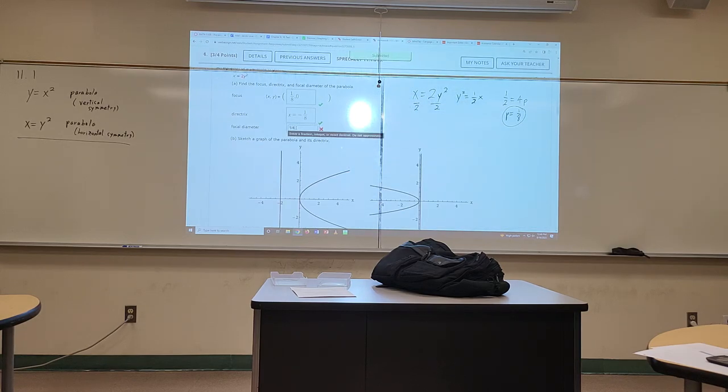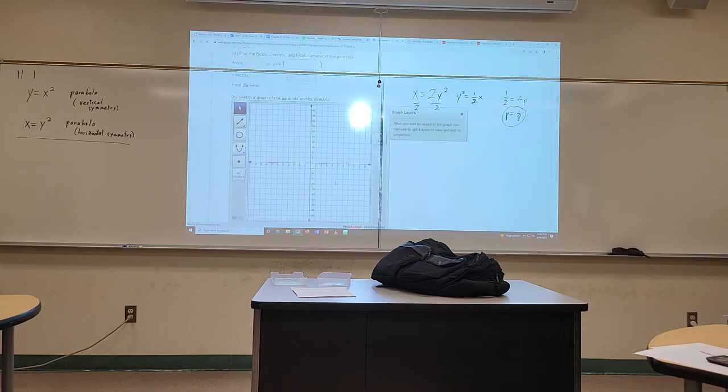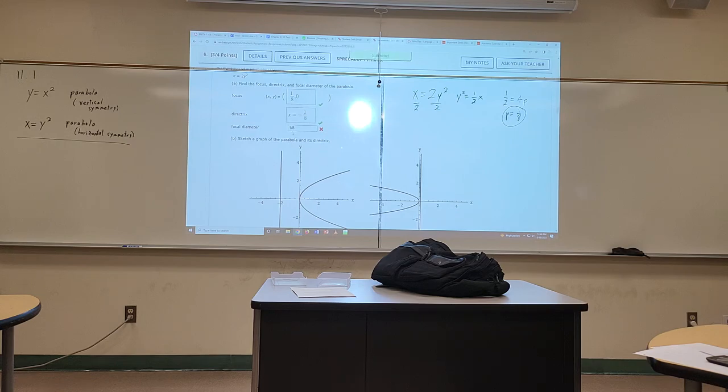Oh, that's not the focal diameter. Let's see if 1/8 is what they meant. No, that's not your fault. You told me the focal parameter. That's my fault. Ask your teacher, professor. Unfortunately, the buck stops here. 1/16? Well, if it's not 1/8, then I just keep throwing numbers at the website. I mean, it might be 1/16, but that wouldn't make any sense.